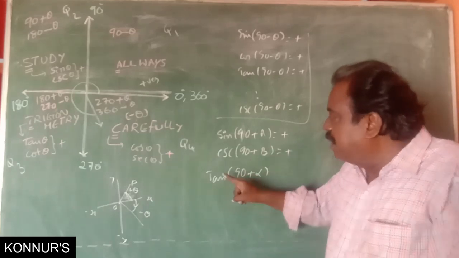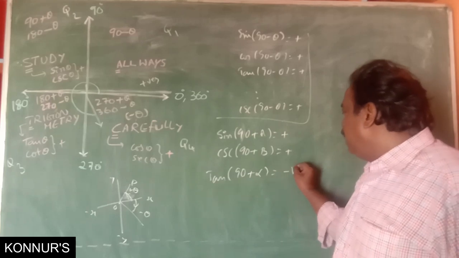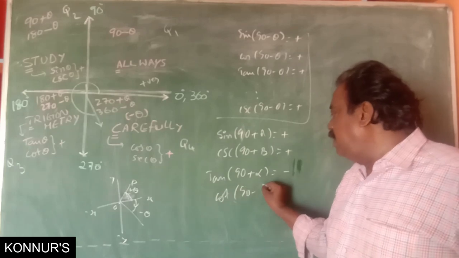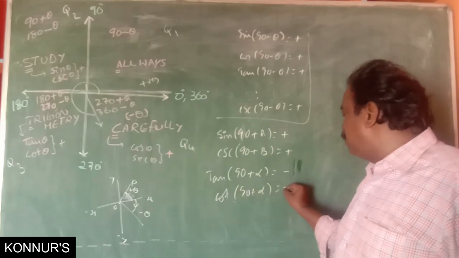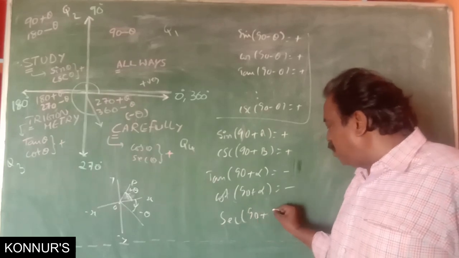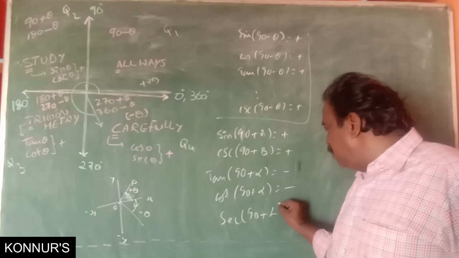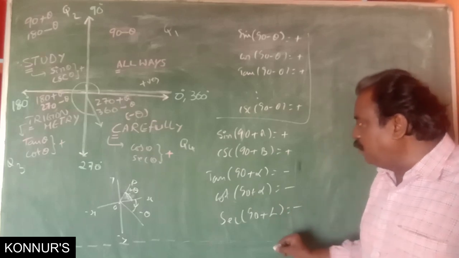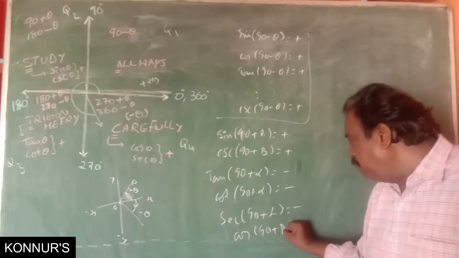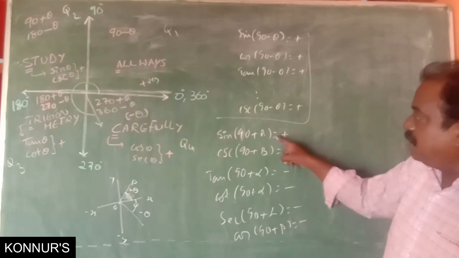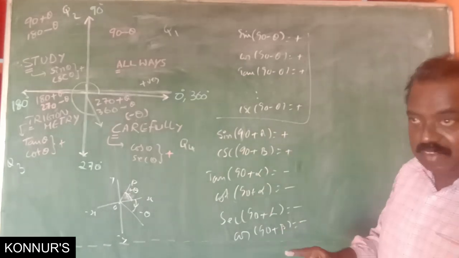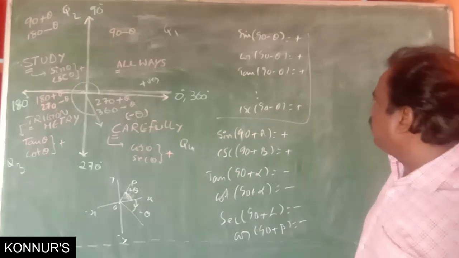In the second quadrant, tan is negative. Whereas cot of 90 plus alpha is also negative. Secant of 90 plus something, whatever it may be, you assume, is also negative. Cos of 90 plus beta is also negative. Only in the case of sine and cosecant are they positive, the remaining are negative. That is the meaning. Okay, now next.